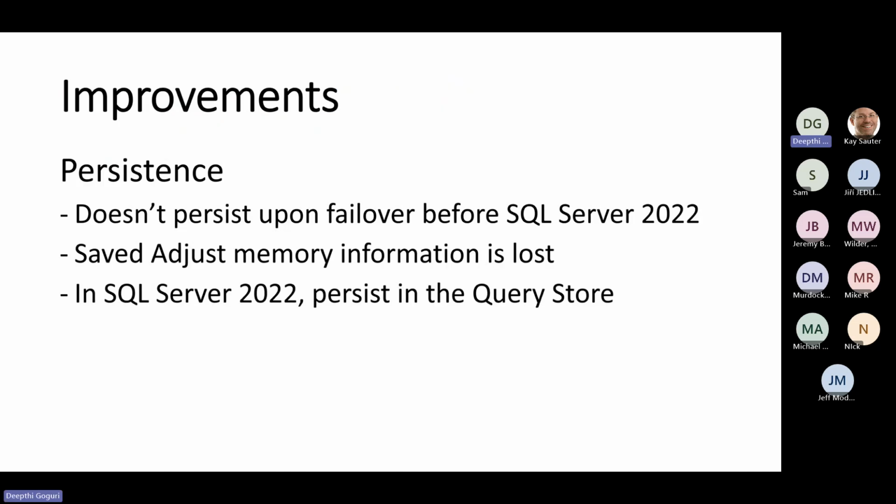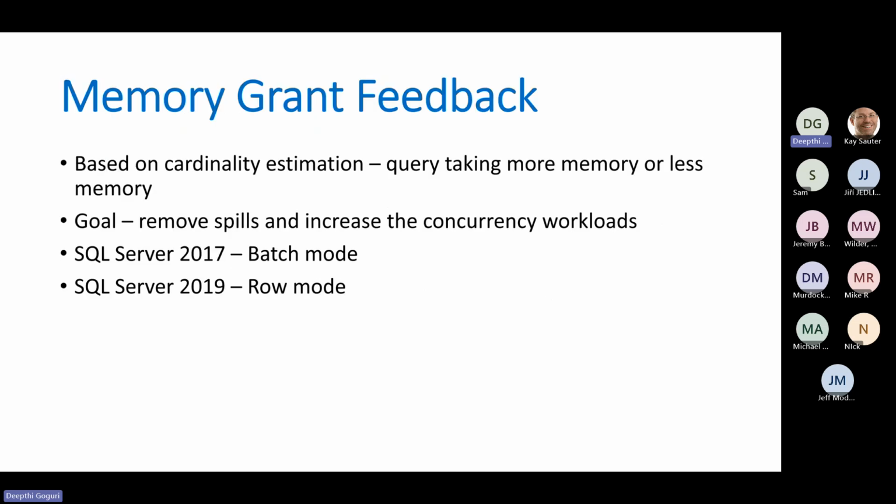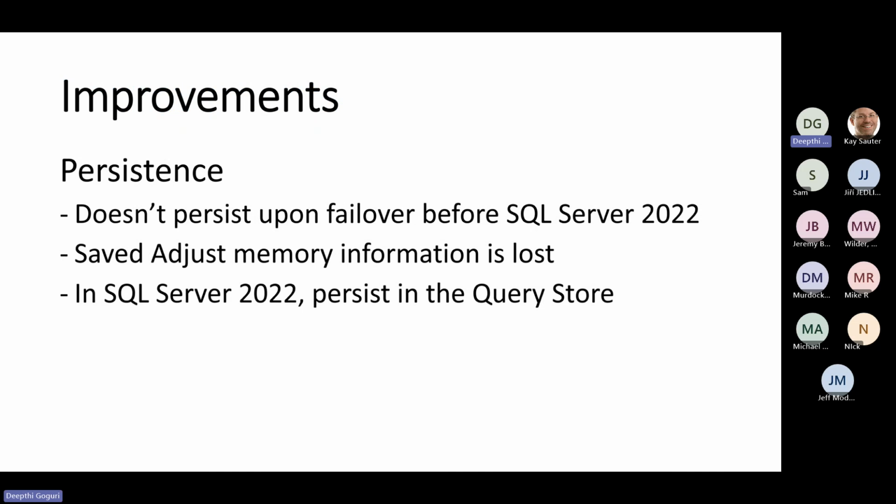But there is a difference in how the memory grant feedback worked in 2017 and 2019. We are going to see that in the coming slide. But the improvement in SQL Server 2022 is that before SQL Server 2022, if you had to restart the SQL Server, the memory grant information that was collected would be lost. Or if you wanted to fail over your database using Always On availability groups, even then the gathered information is lost.